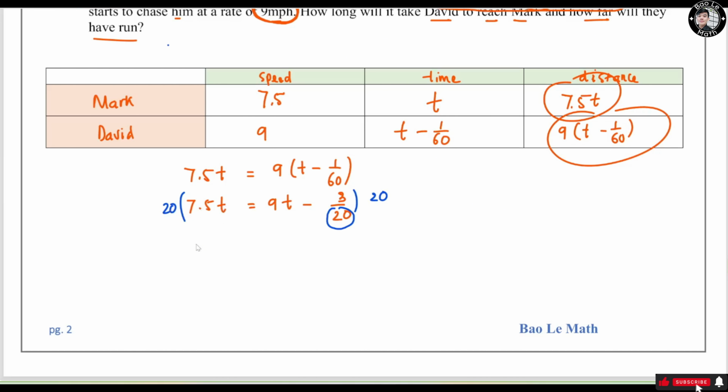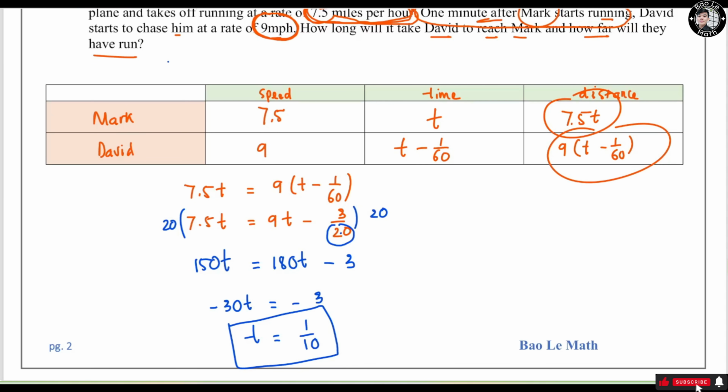20 times 7.5 is going to be 150 T, right? Equals 20 times 9 T is going to be 180 T, right? 20 and 20 cancel out, it's going to be negative 3, right? Subtract 180 T both sides, so we have negative 30 T equals negative 3, right? Divide both sides by negative 30, so T equals 1 over 10, right? Now we need to answer the question, how long will it take David to reach Mark, right? So we substitute over here, right? Because we need to calculate the time for David to run, right?